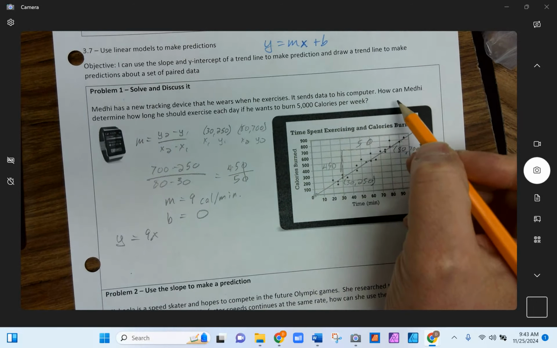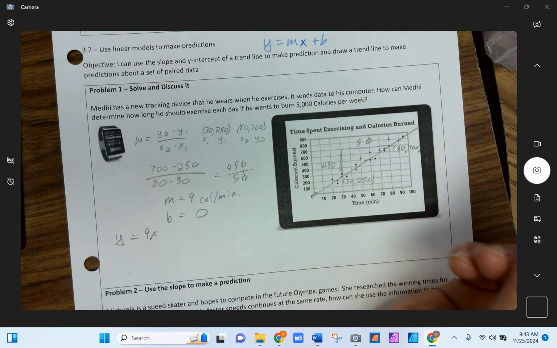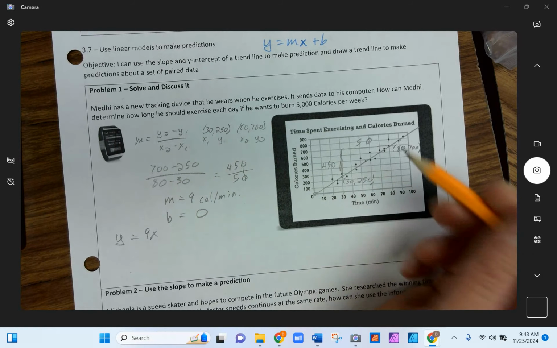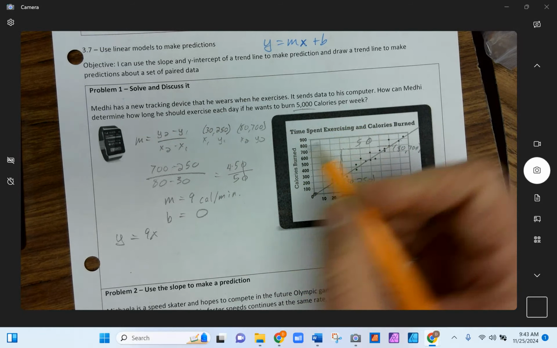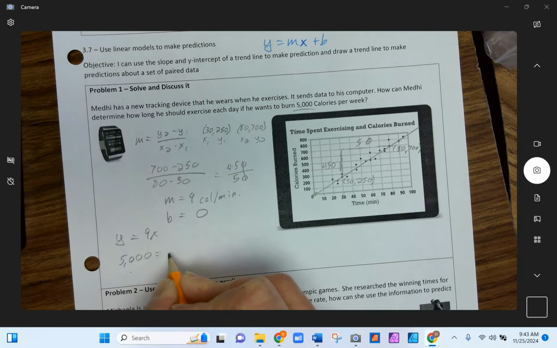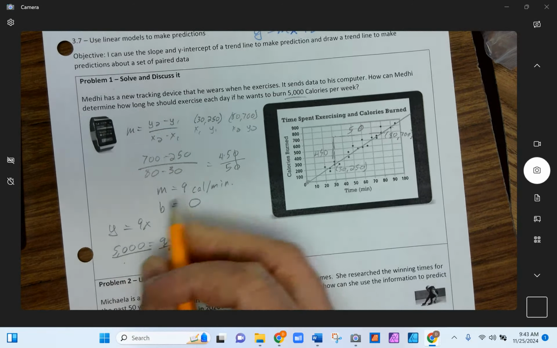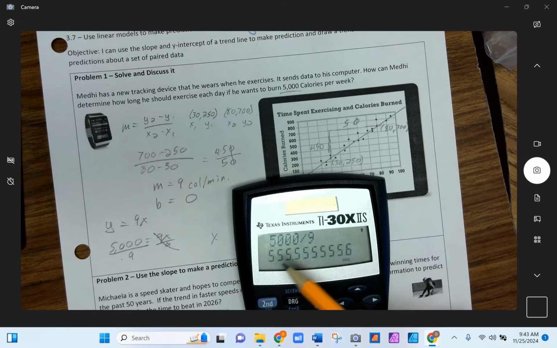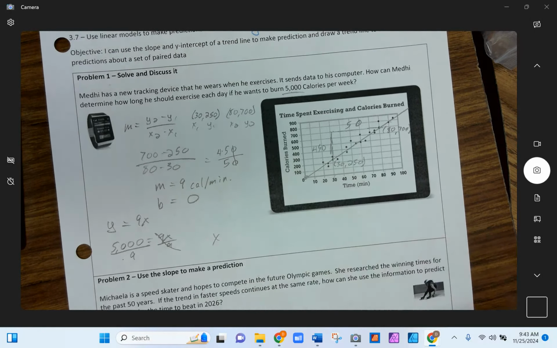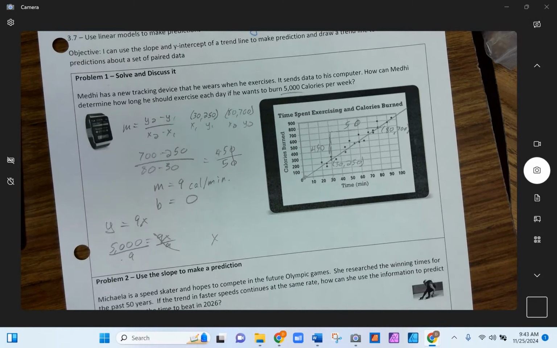And then we want to figure out if he wants to burn 5,000 calories per week. It's per week. Duh. So then we're going to take this 5,000. That's calories burned, the y-axis right here. So we take that 5,000 and plug it in for y in 9x. So we divide by 9 on both sides, and we get 5,000 divided by 9, which gives us 555.5. That's a lot of minutes. That's per week. Duh. Okay.